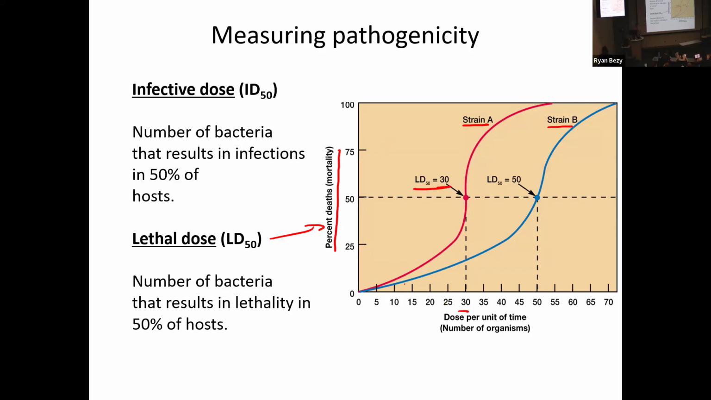Maybe for strain B, if I look at its data, the LD50 for strain B is going to be a dosage of 50 instead. So if I infect them with 50 bacterial cells or 50 pathogen cells, then the host dies 50% of the time. Questions about that?